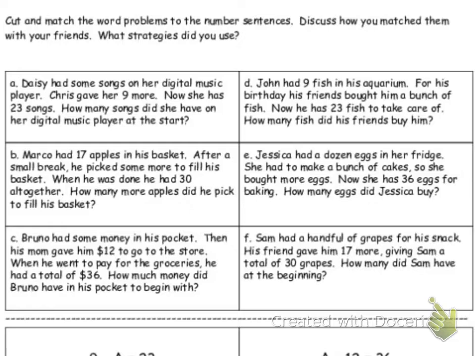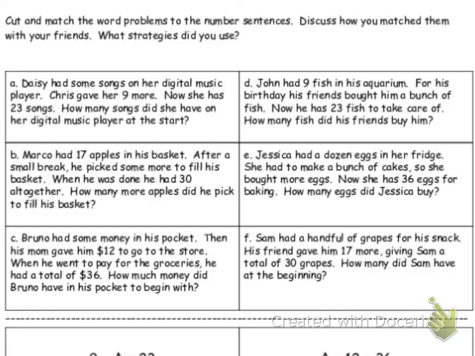Looking at these, I'm going to call on 6 of us, and you are going to tell me what the unknown is in each of these equations. So the first one, Harry. Daisy had some songs on her digital music player. Chris gave her 9 more. Now she has 23 songs. How many songs did she have on her digital music player at the start? What is it that I'm looking for?